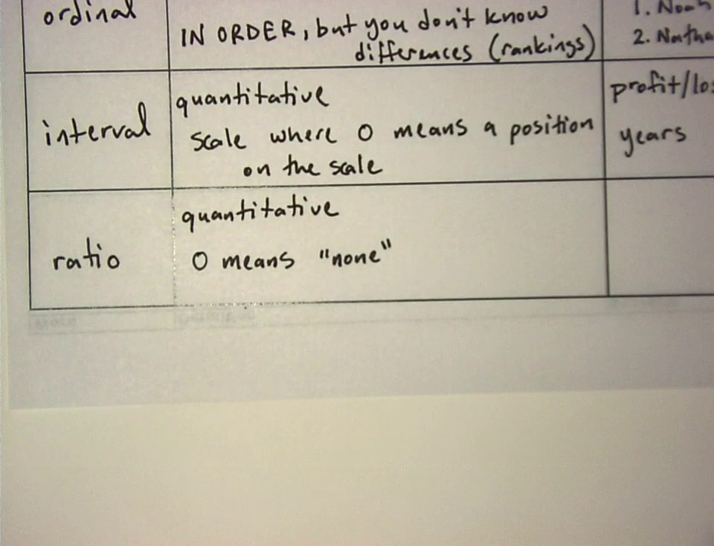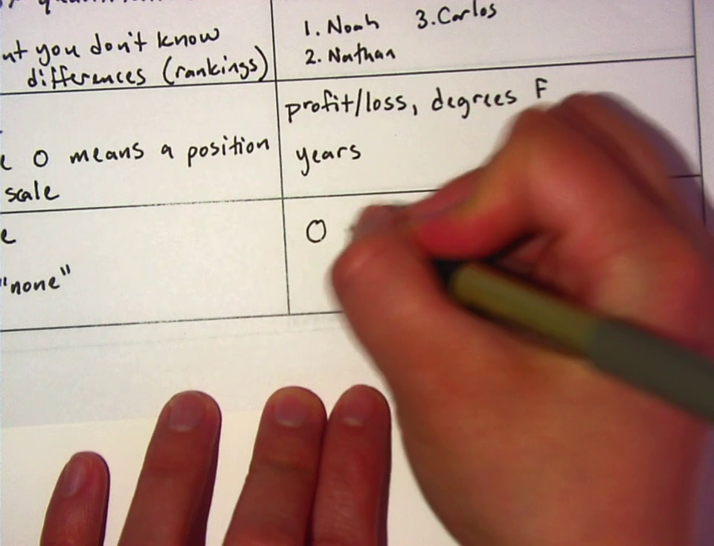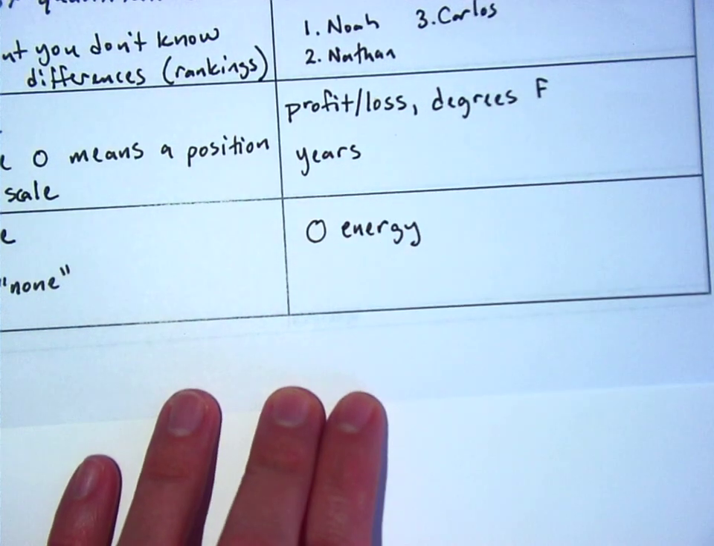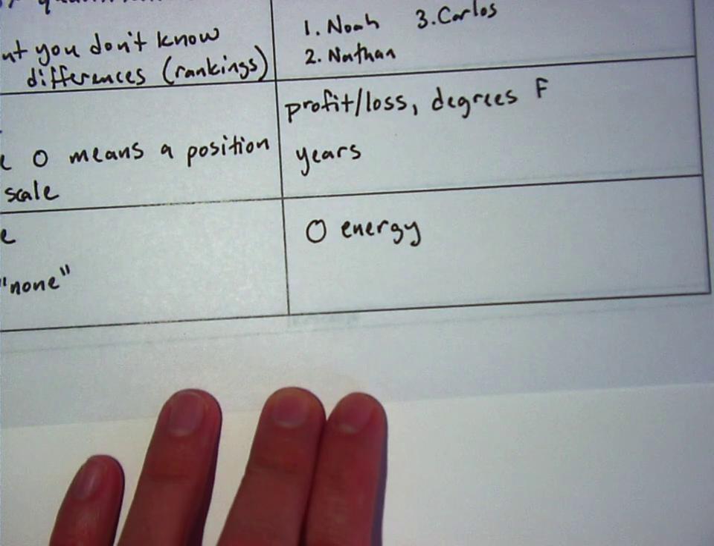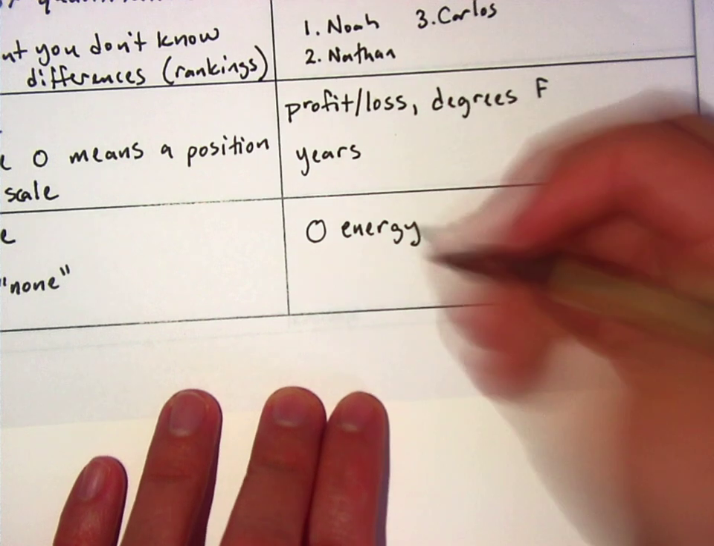There's thousands of examples. Somebody tell me an example of a situation where 0 means none. 0, what? Tell me something you have nothing of right now. Energy. 0 energy, okay. So if I have 0 energy, that means I have no energy. I can't have negative energy. I can have positive energy, but it's not just a position on a scale.